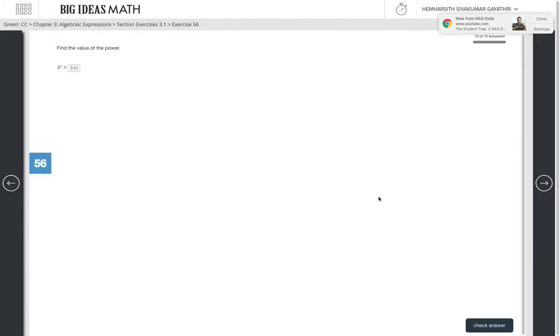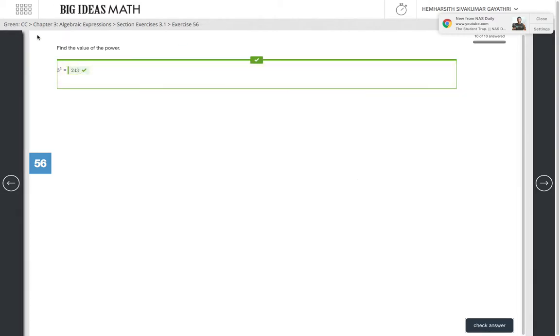Moving on to the next one. Find the value of the power. The power is 3 times 3 times 3 times 3 times 3, which is equal to 3 to the power of 5. So 3 times 3 is 9, 9 times 3 is 27, 27 times 3 is 81, 81 times 3 is 243. So let's check our answer, and it's correct.